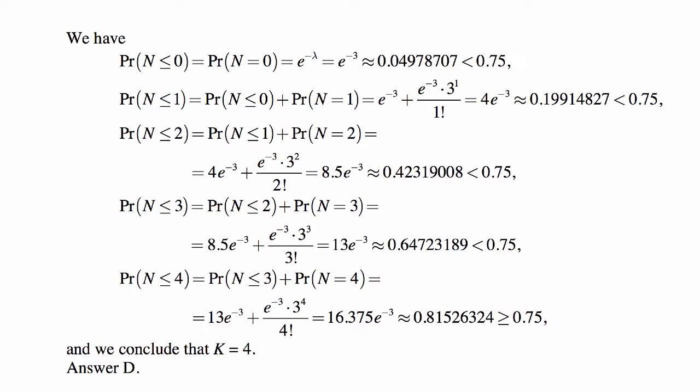And that's answer D. In fact, it's nice to do all the calculations here, but you can do a rough estimation once you see that the probability that N is 0 is approximately 0.05. You could estimate the other values, and you will see you are less than 0.75 up to 3, and then you go over because it's more than 16 times 0.05. So let's answer D, and that's the solution of this problem.